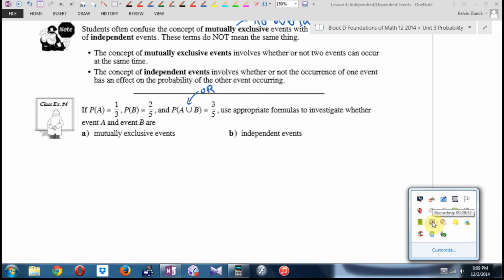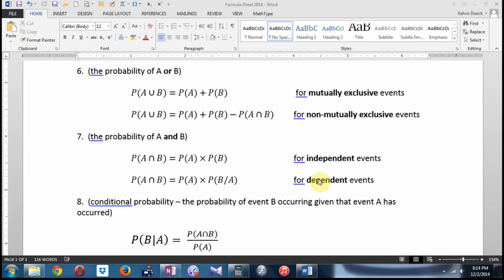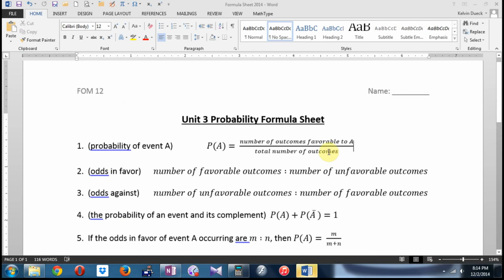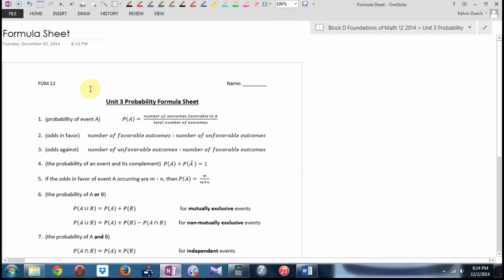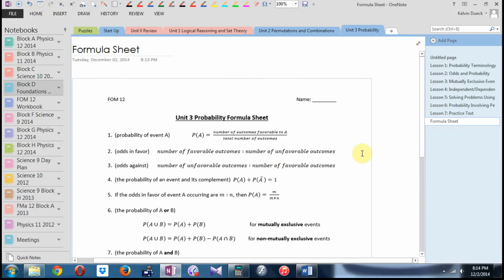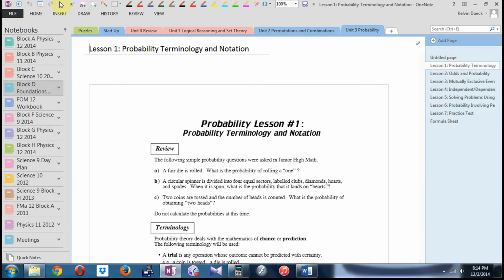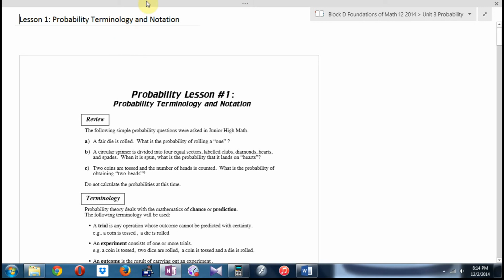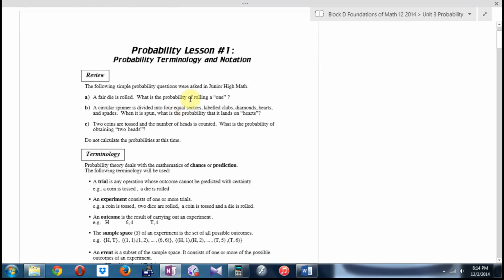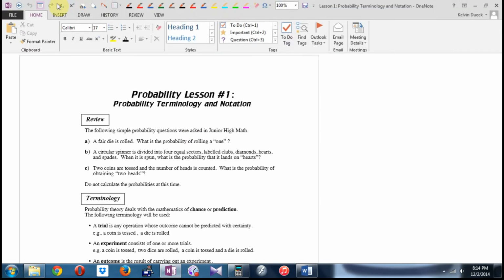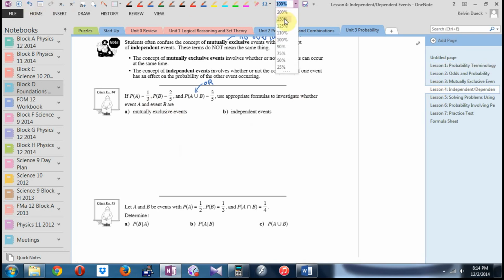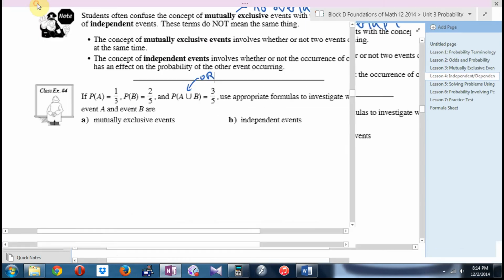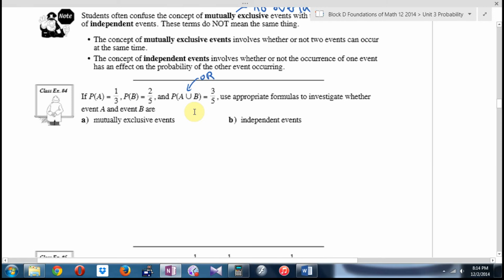Let's get our formula sheet out. So here's our formula sheet. And I think we're going to be looking at these here. Let's go back to the lesson. Oh, wrong lesson. Make it big again. Okay. Show that they are mutually exclusive.